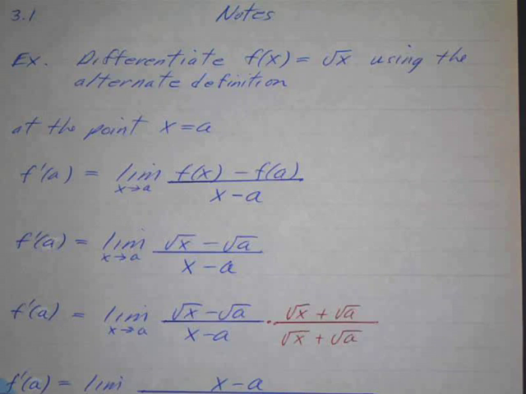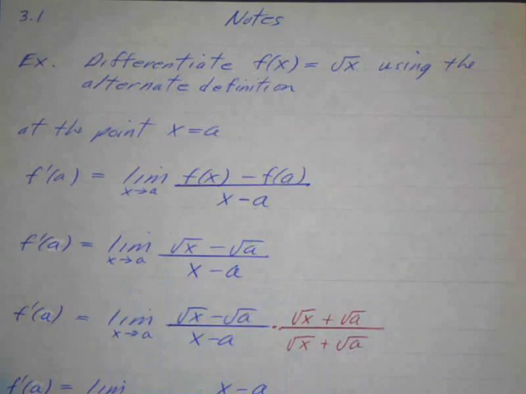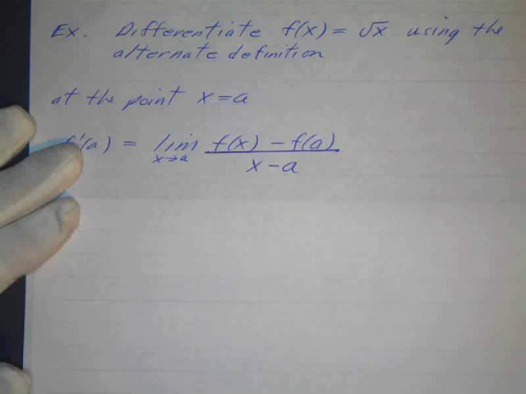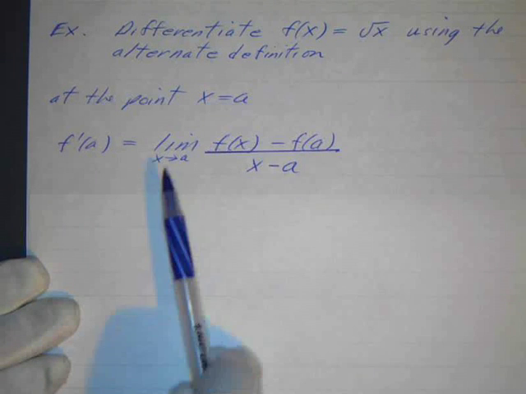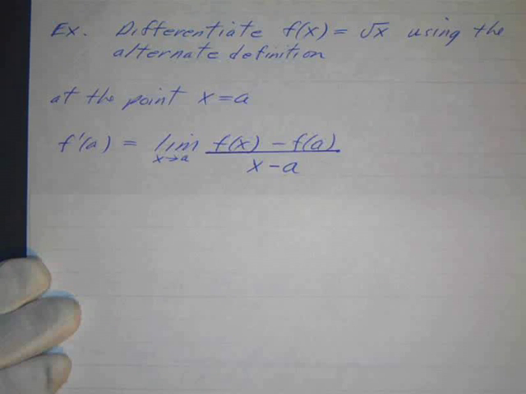Differentiate f of x equals the square root of x using the alternate definition at the point x equals a. So again, we just pretty much follow our main formula. f prime of a equals the limit as x approaches a of f of x minus f of a all over x minus a.